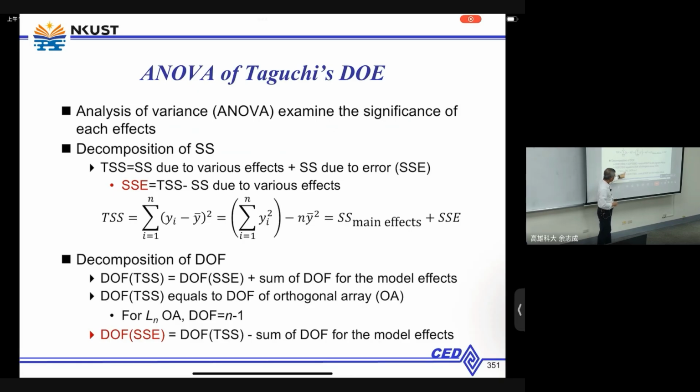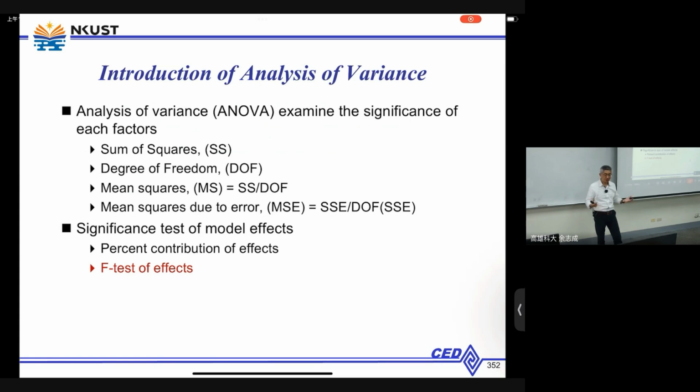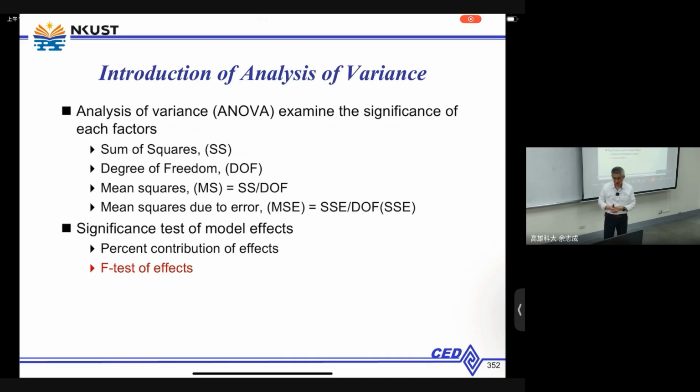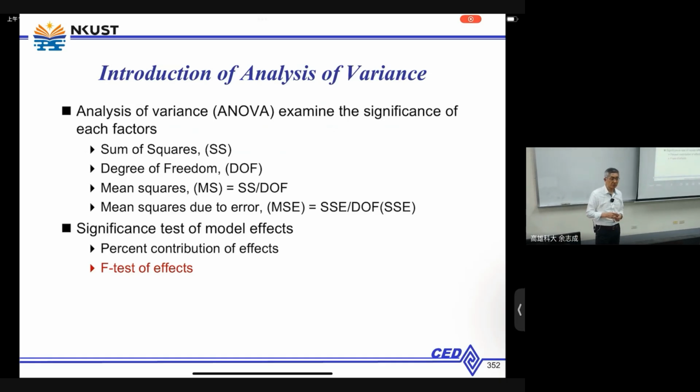As I mentioned, the total degree of freedom will be the number of experiments. For example, if you are using an Ln orthogonal array, the degree of freedom for your experiment will be n minus 1. Similarly, for the sum of square due to error, you can use the total sum of square minus the sum of square due to your model, including the main effects and some important interaction effects. And we will talk about how to calculate the sum of square due to interaction later.